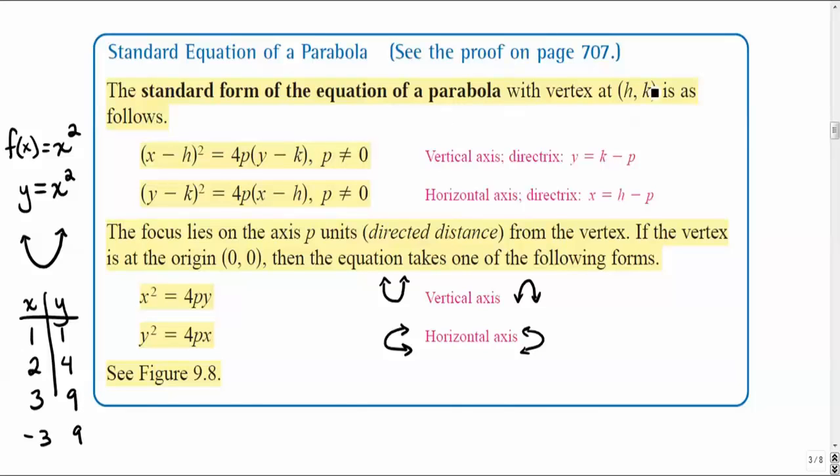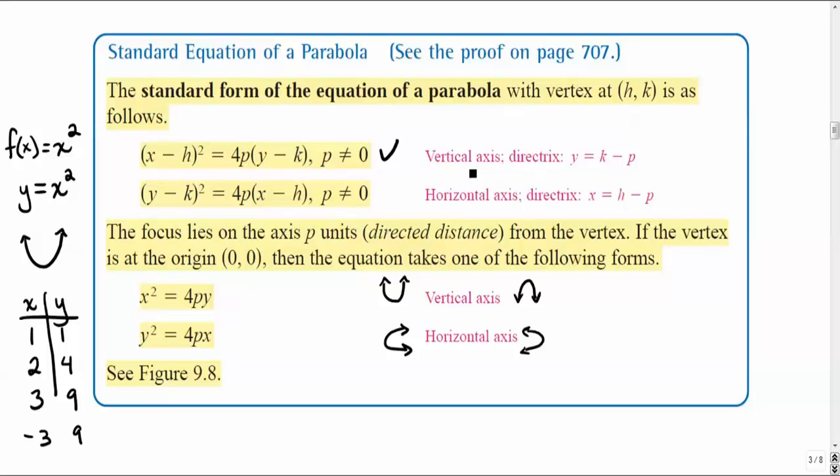But there's a little bit more to it when you start getting into the study of parabolas as they relate to conics, because there are changes in the vertex. And this is the standard form of a parabola right here. You can see that it's kind of complicated, but we're going to go through it step by step and really try to make some sense of it.